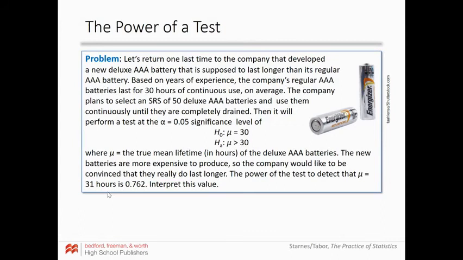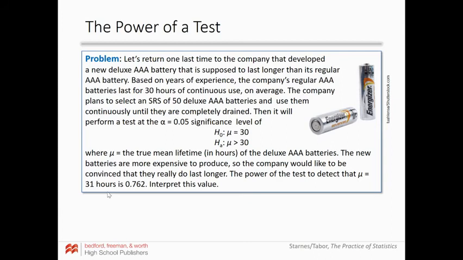So let's look at an example. Let's return to that idea of those AAA batteries. We saw that regular AAA batteries lasted 30 hours on continuous usage on average. The company plans on selecting an SRS of 50 deluxe AAA batteries and using them continuously until they completely drain. Then it will perform a test at the alpha level of 0.05 with those hypotheses, where mu is the true mean lifetime in hours of the deluxe AAA batteries.